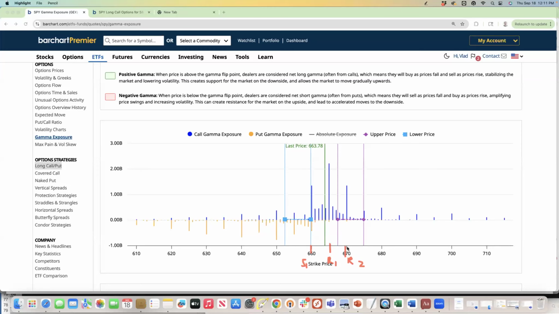If we jump to 665, 670, this is potentially where you want to maybe trim your positions because you're facing overhead resistance, right? If you're trading short-term options, or if you're just trying to optimize your entry point, at 660, maybe this makes sense to buy or add to your long position. At 665, it makes sense to maybe trim or exit some of your long positions or go short.